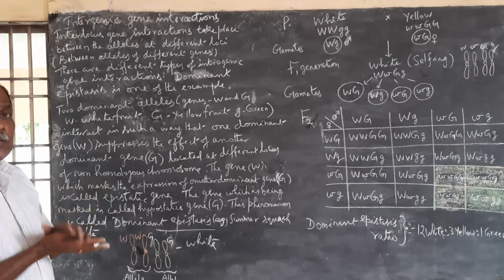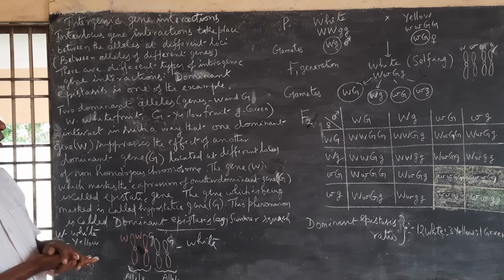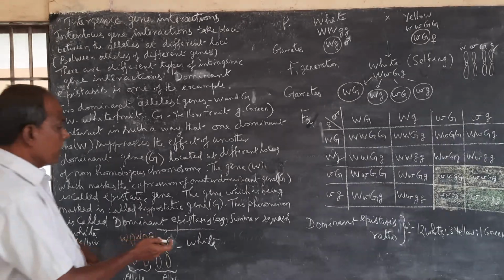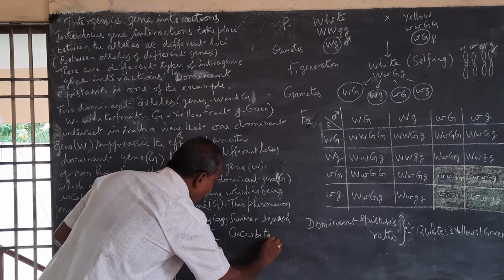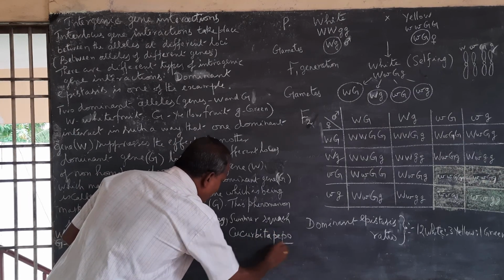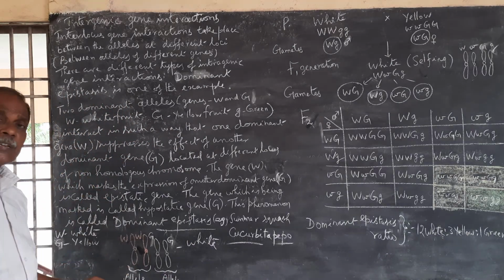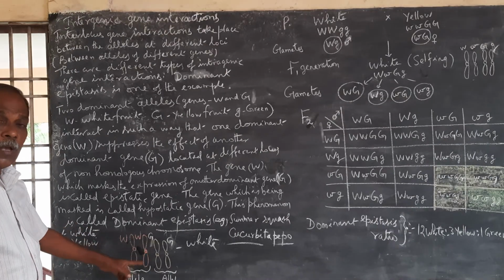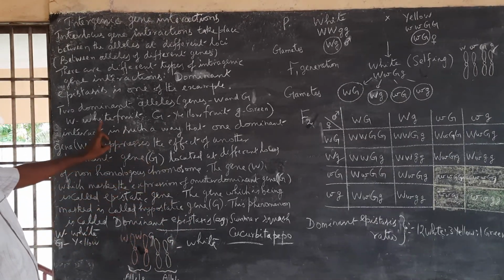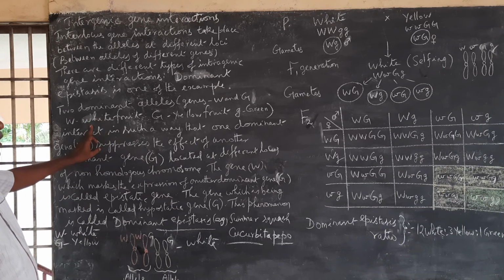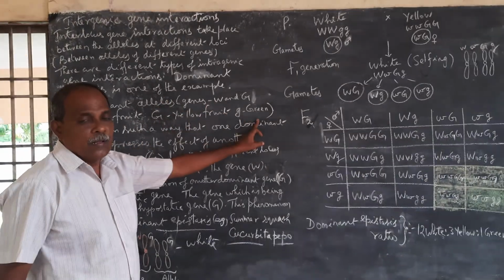Dominant epistasis was first reported by Sinnott in Cucurbita pepo, summer squash. In Cucurbita pepo, there are three different fruit colors. White is epistatic to yellow. Yellow is dominant over green. White fruit is epistatic to yellow fruit, and yellow fruit is dominant over green fruit.